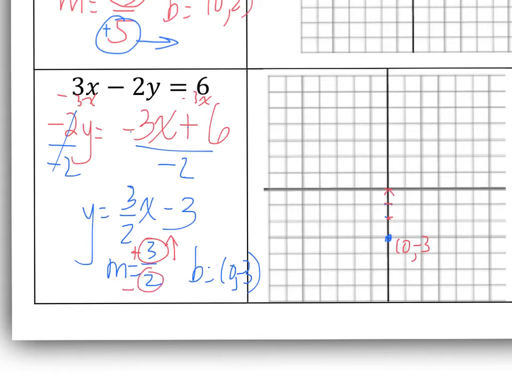And then this is positive 2, so I need to move right 1 from this point, 1, 2. And this would be (2, 0). Then we can draw the graph.